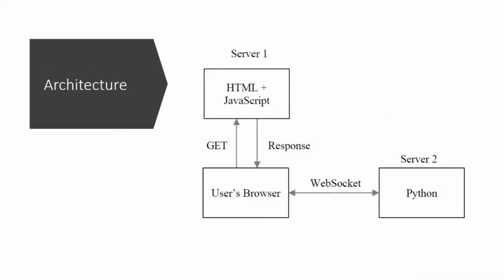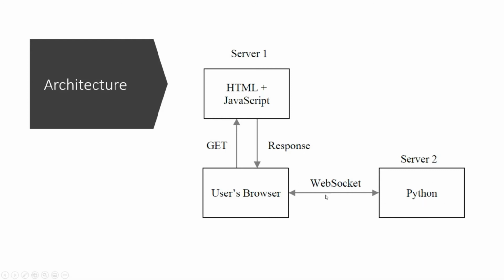Now we will talk about the application architecture. It basically consists of two servers. Server 1, illustrated on this figure, stores the HTML and JavaScript files. When the user types the application URL, it will send a GET message of the HTTP protocol. Server 1 will respond with the solicited files, and the browser is going to interpret these files and establish a WebSocket connection with our server 2.